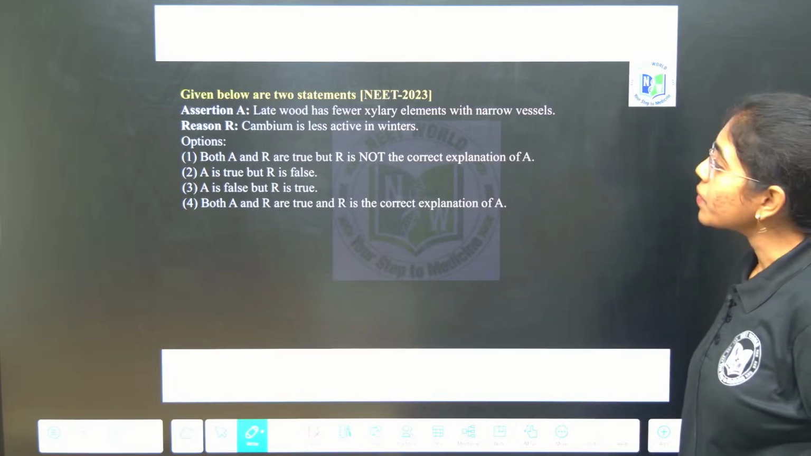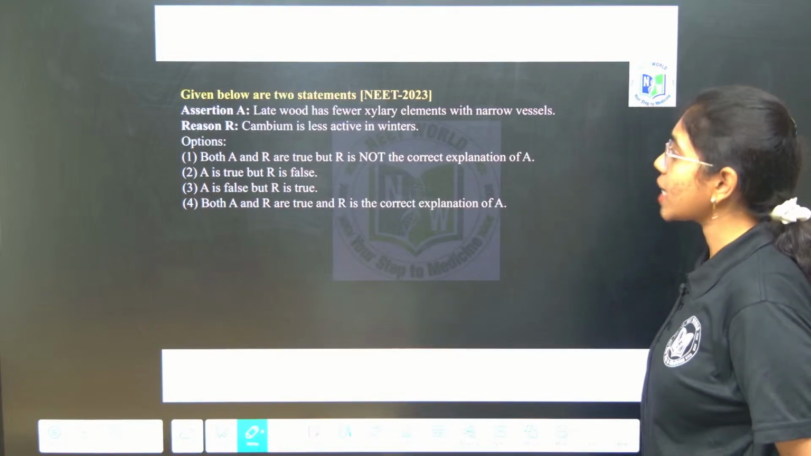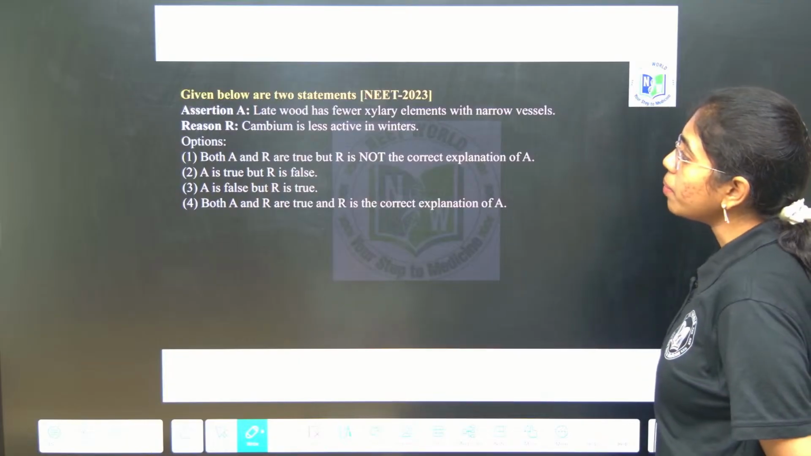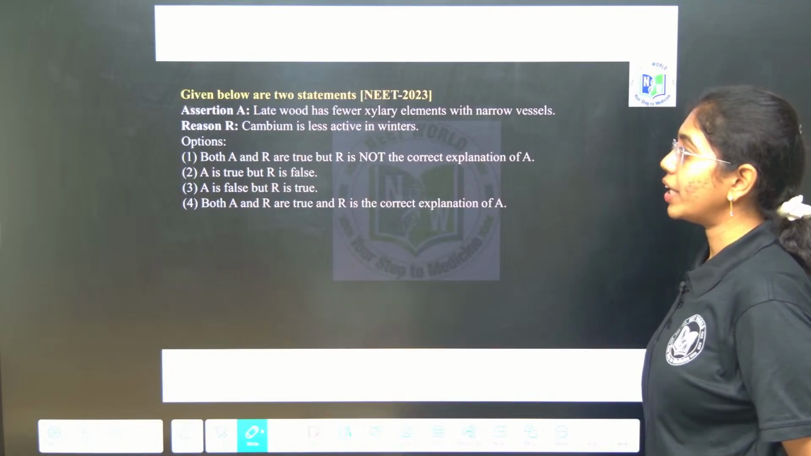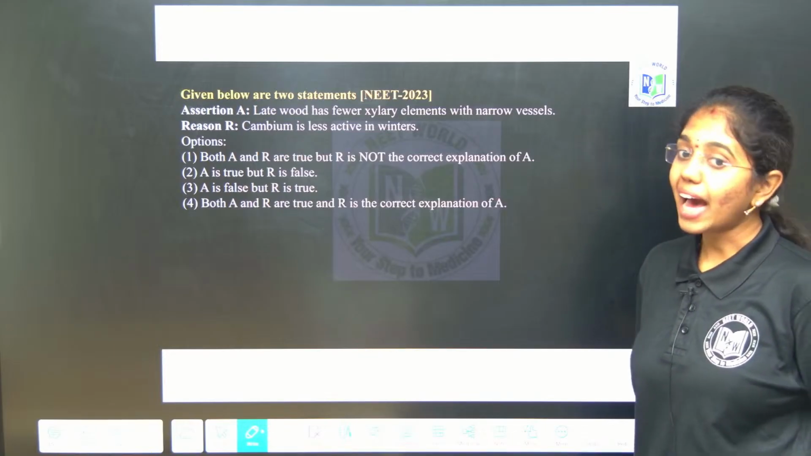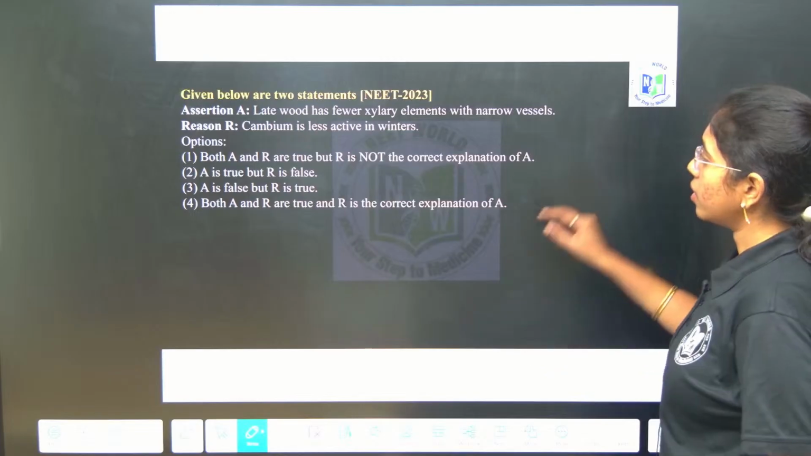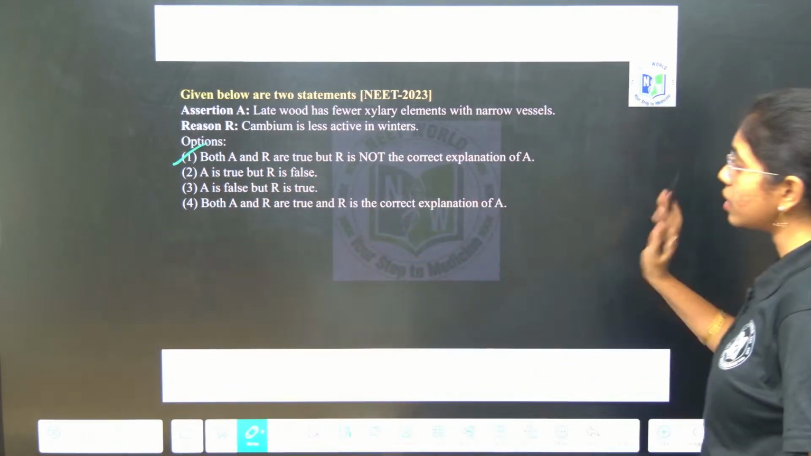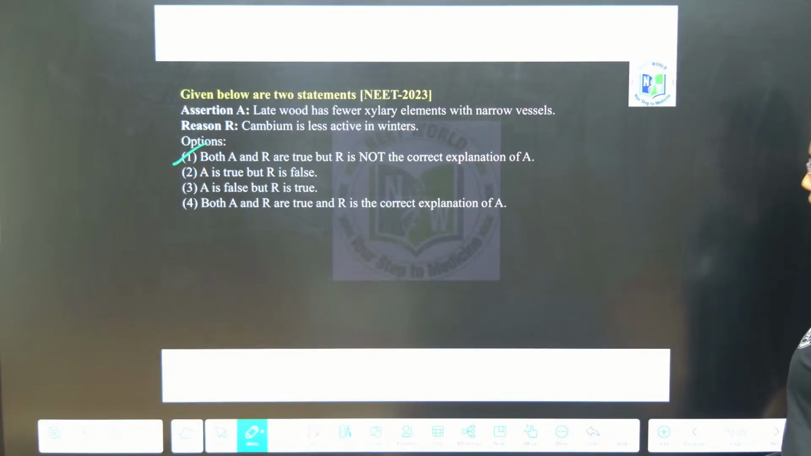Assertion A is true: late wood has fewer xylary elements with narrow vessels. Reason R: cambium is less active in winters. True. Both A and R are true, but R is nowhere explaining the assertion. Don't worry, these questions will not come because secondary growth is not in your current syllabus. Next question.